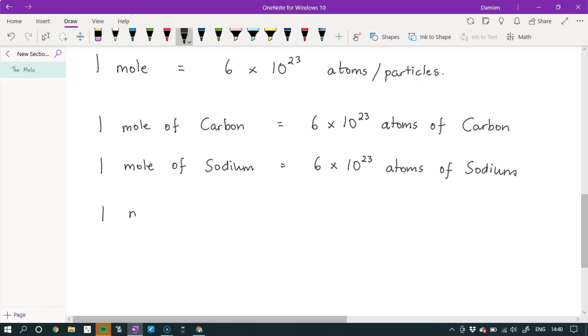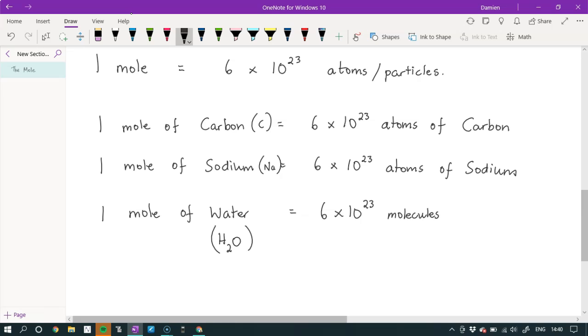If you have 1 mole of water, okay, now again, remember that water is H2O. It's a molecule, it's not an atom. So this is the carbon atom, this one here is the sodium atom, and this one here is the water molecule. You would also have 6 by 10 to the 23, but instead of atoms, you would have molecules.